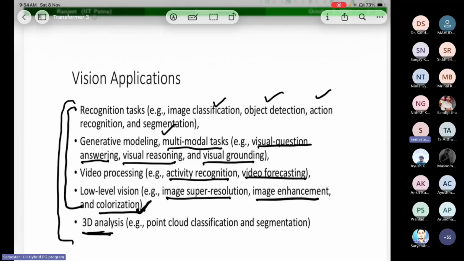And if you have 3D images, again you'll have different types of challenges, and you can solve different types of problems. These are the problems related to 3D analysis, like point cloud classification and segmentation. These are applications where transformer networks have already been used in the past, and people are still using them nowadays.